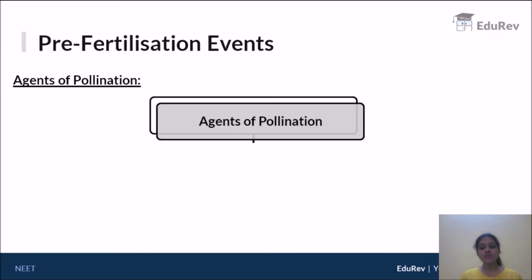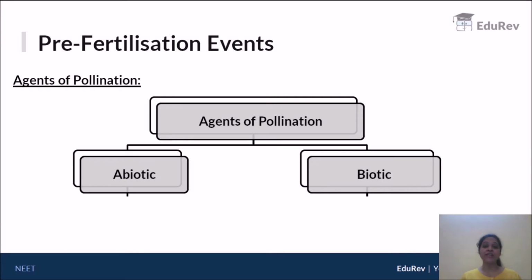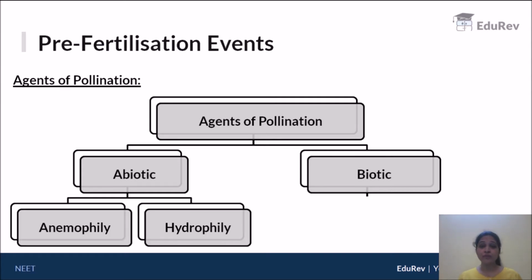Now, the different agents of pollination can actually be classified into two. That is the abiotic agents and biotic agents. Abiotic agents are actually of two different types. You can either have anemophily, which implies wind pollination, or you can have hydrophily, which clearly states water pollination.